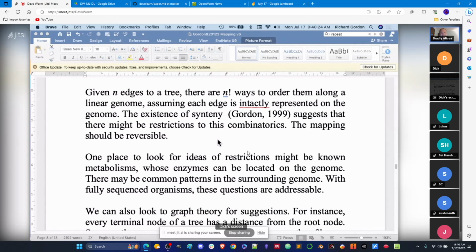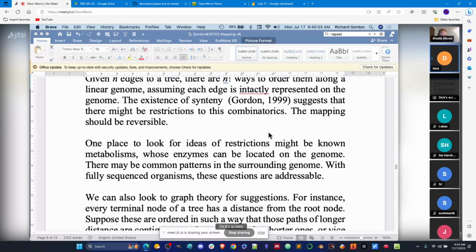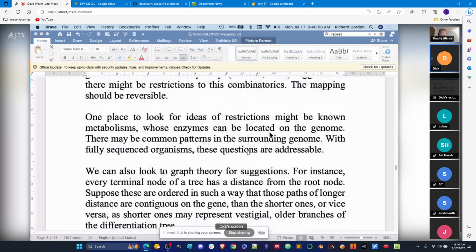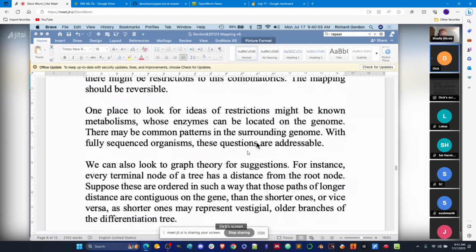Yeah, so synteny is the order of genes on a chromosome, which seems conserved between species. Okay, so the mapping we're looking for should be reversible. In other words, you should be able to go from the genome and construct a tree from it, or from the tree to get its representation on the genome.